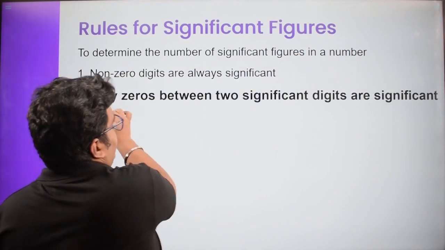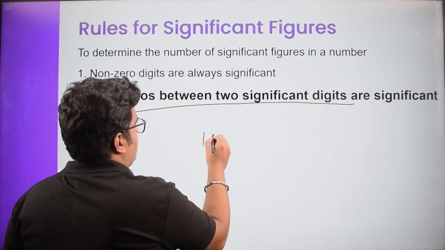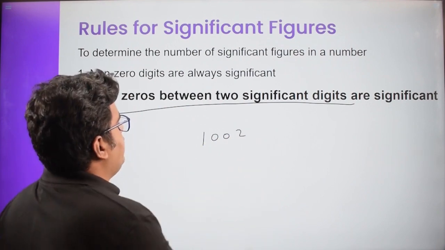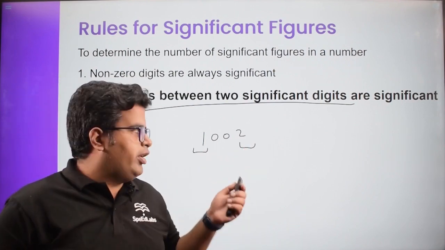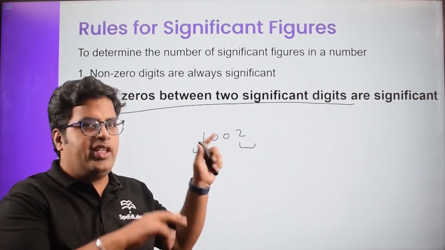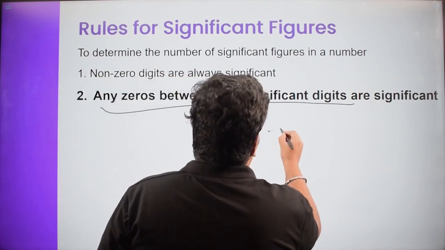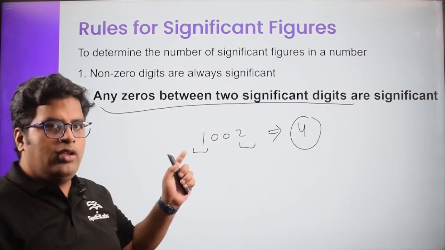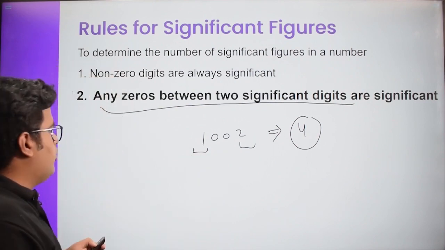Then second rule, any zeros between 2 significant digits are significant. Like let's say if I have 1002. These are the zeros which are coming between 2 significant digits, because these are non-zero digits, and as we have studied in rule number 1, the non-zero digits are counted as significant. So if the zeros are in between 2 significant digits, they are also counted as significant. What does it mean? This has in total 4 significant figures: 1, 2 zeros, and 2. So in total we have how many significant figures? 4 significant figures. I hope rule number 2 is clear.